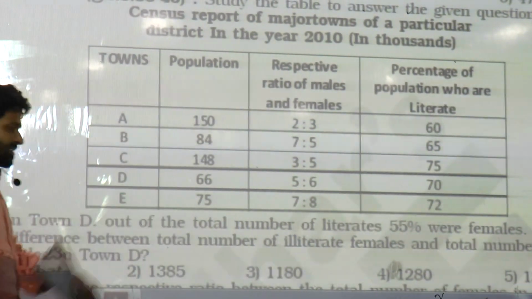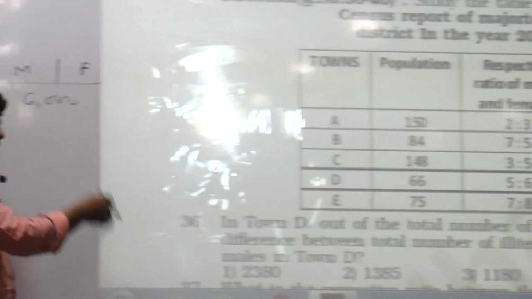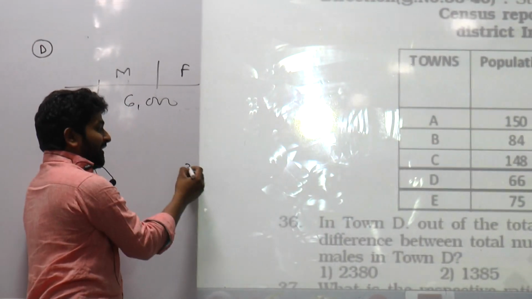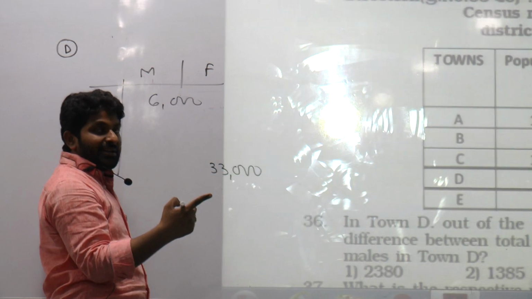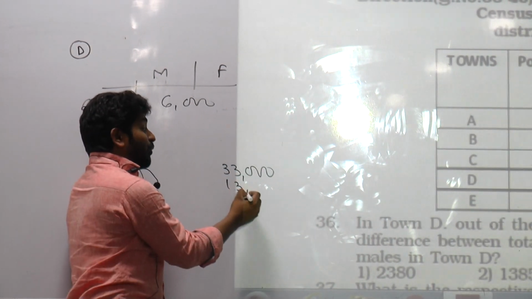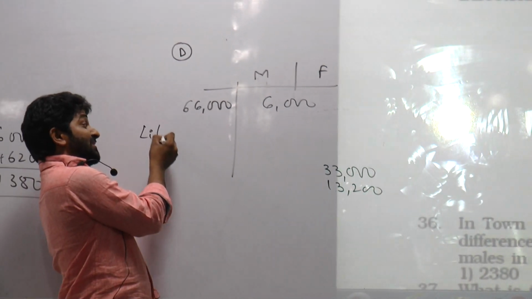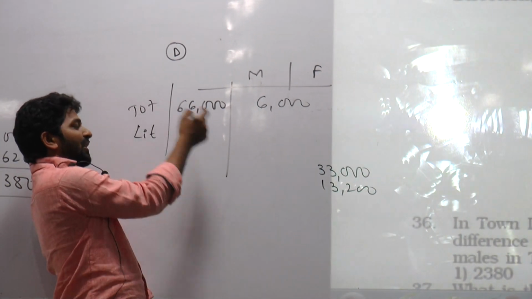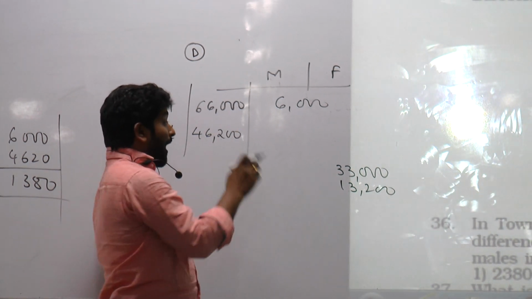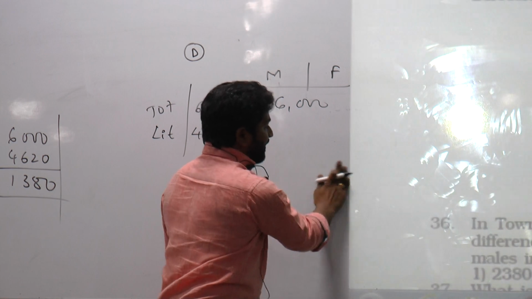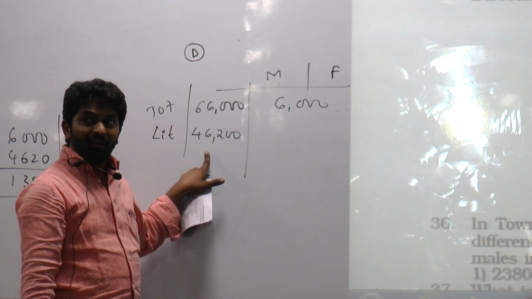70%. So you'll have to calculate 70% anyway. Out of 66,000, calculate 70%. Half plus 20%. Half is 33,000. 10% is 6,600. 20% is 13,200. So, who are literates? This is about total population, and literates are 46,200.